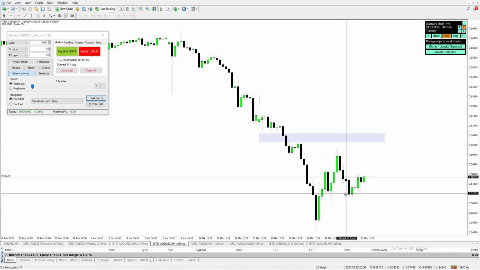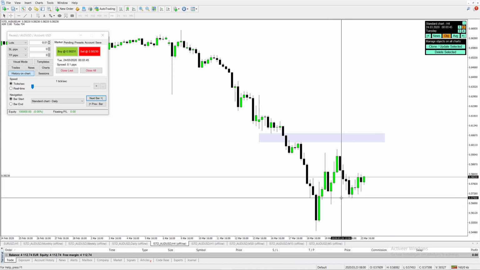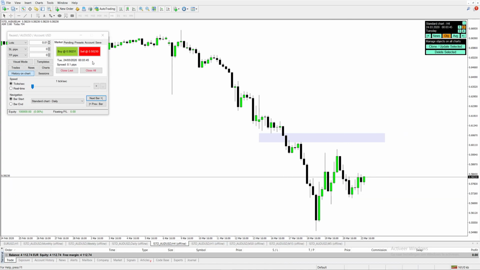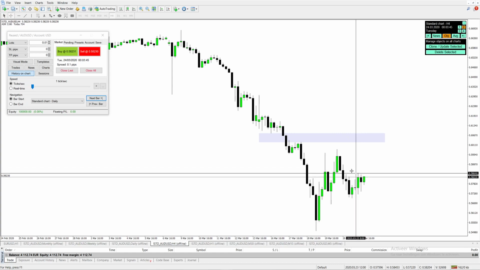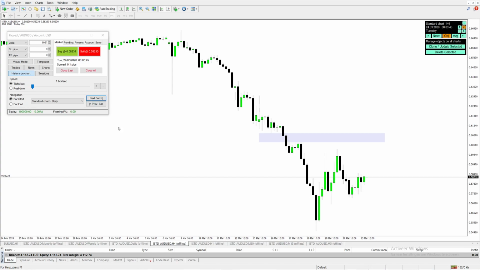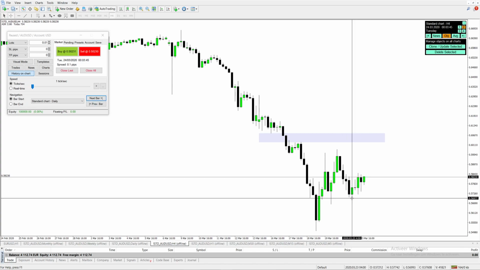Unfortunate thing about the simulator, I cannot see if there's SMT on these lows, right? So that's fine. That makes it a little bit harder. And on the other side, it makes it easier because psychology on a simulator is not really present, because you can hold. There's no risk. So yeah, it looks like we're forming a failure swing down here.